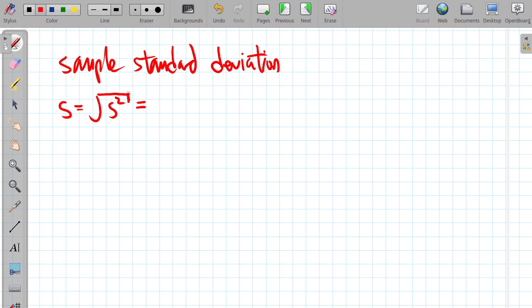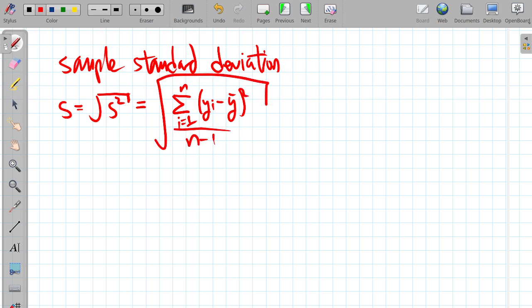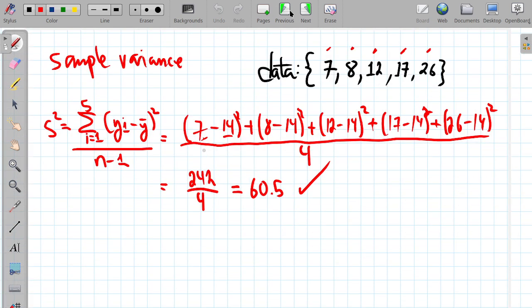I always put a little vertical bar like that on my square root symbols, the radical symbol, simply to say this ends here, because sometimes it's a bit ambiguous if you're writing things in a hurry. So this is going to be the sum of the deviations, yi minus y bar squared, over n minus 1, all under a square root. Now, we know from earlier that that was 60 point something or other. Let's go back and have a look at what that was. 60.5.